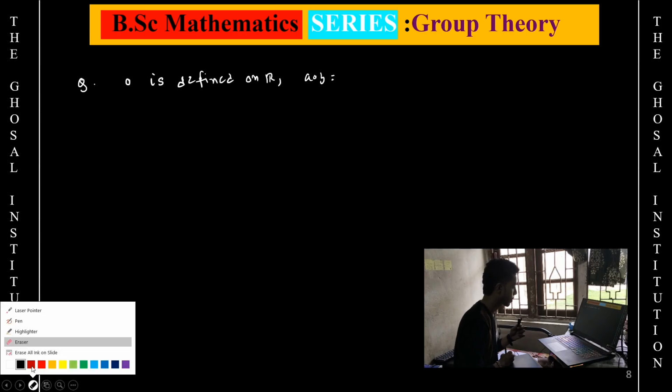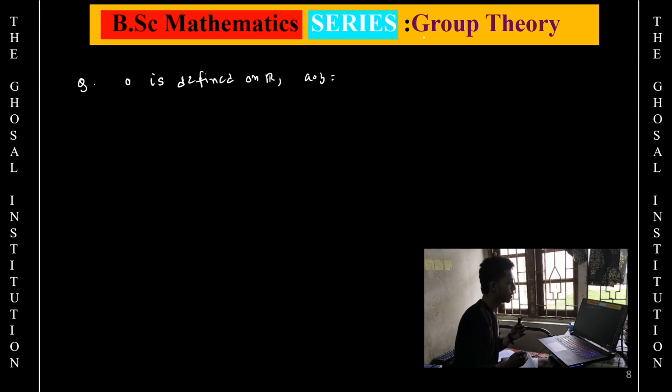So composition is defined on R, and the definition is A compose B equals half of, I guess, not half of, it's only the modulus of AB, for A, B belonging to R. And what is the question? Is it commutative or not?